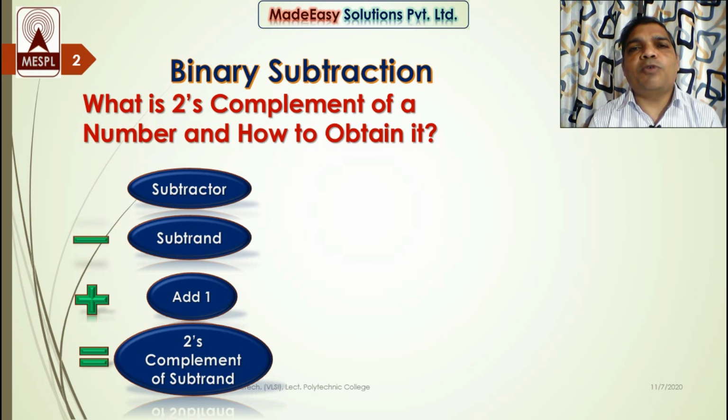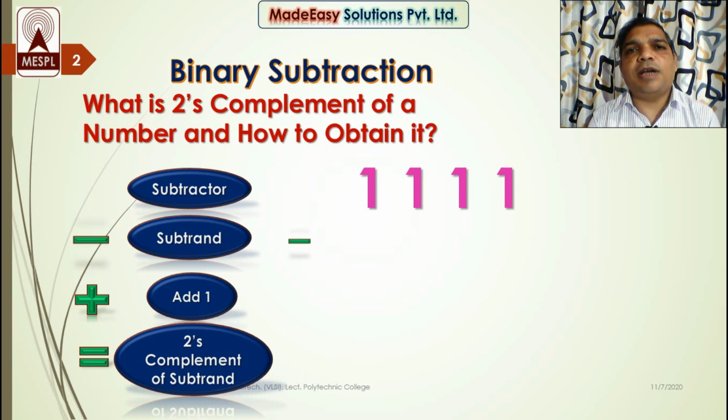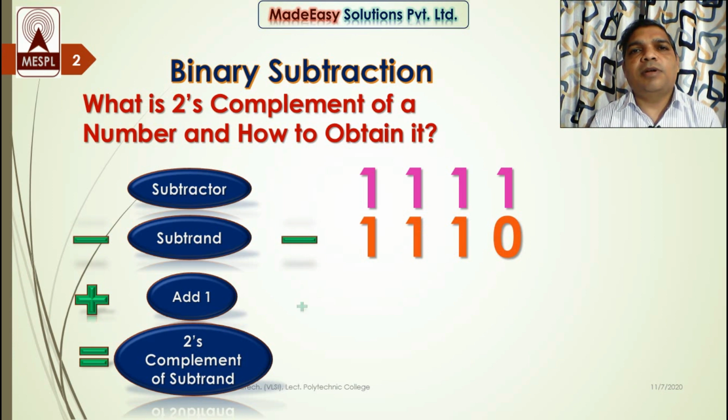So here, if you want to find the 2's complement of a 4 bit binary number, first subtract it from the 4 bit largest binary number, that is 1111. Now you can consider any 4 bit binary number as a subtrahend. Here I will consider 1110 and subtract it from 1111, and then add 1 to it, and I will get the 2's complement.